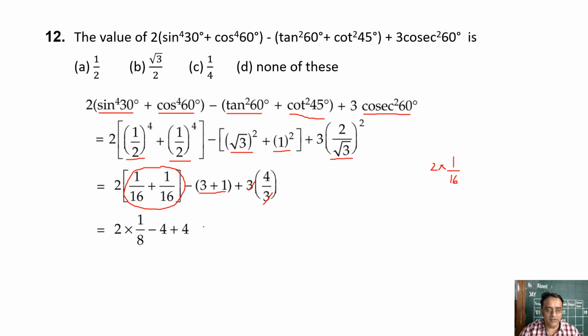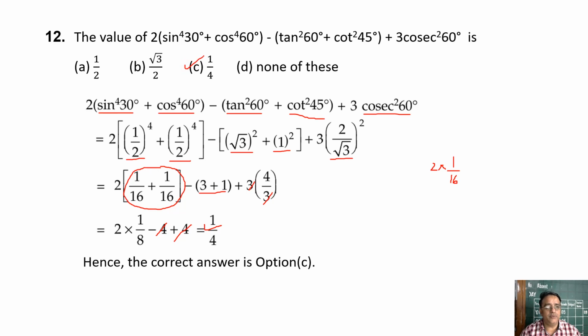So this step is clear to all of you? Yes, sir. Okay. So minus 4 plus 4 will be cancelled. So what is the final answer? 1 by 4. 1/4. Right. So which option is the correct one? Option C. Option C. Right.